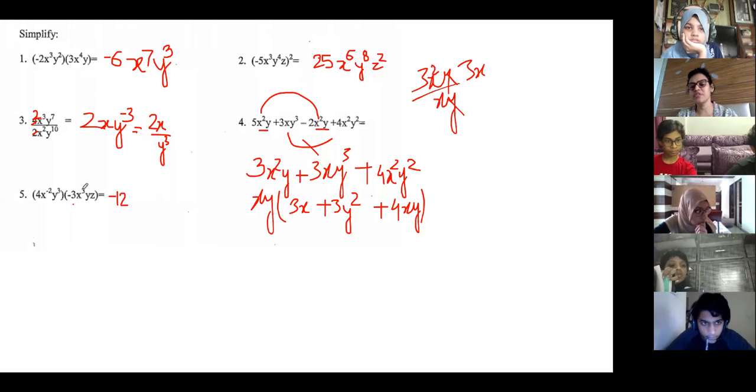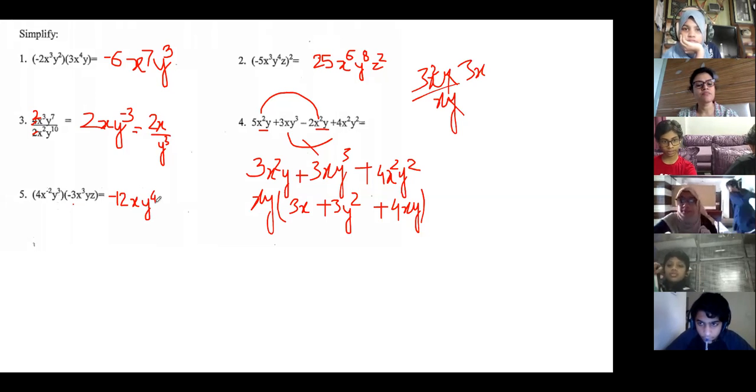Ma'am, it will be only x, because minus 2 plus 3 is x raised to 1. Then y raised to 3 plus 1 is 4, so y raised to 4, and z only. So this is the answer.